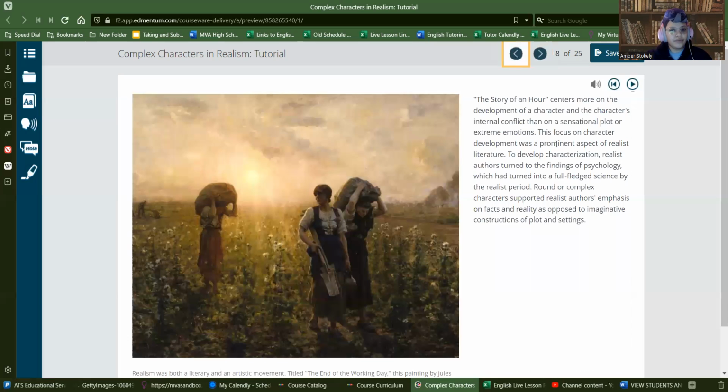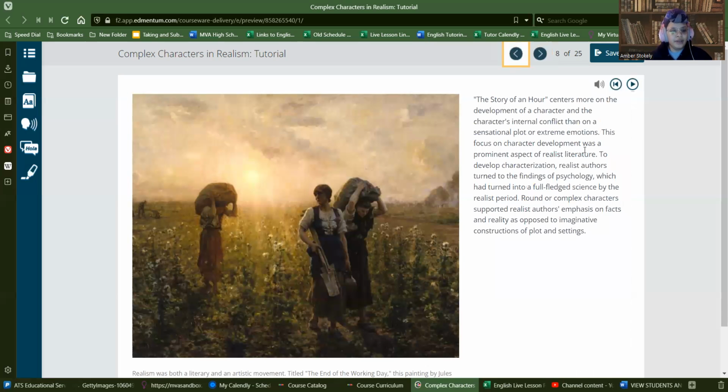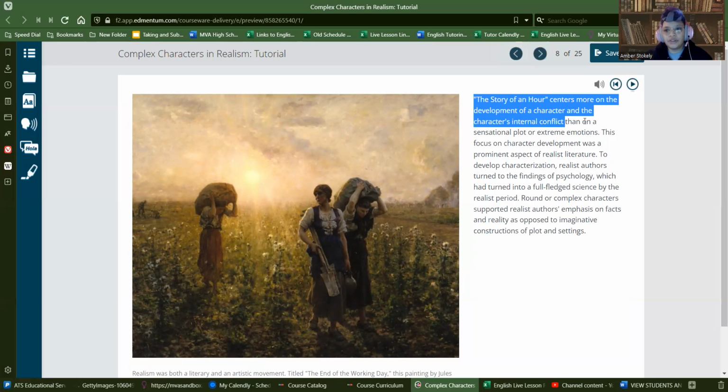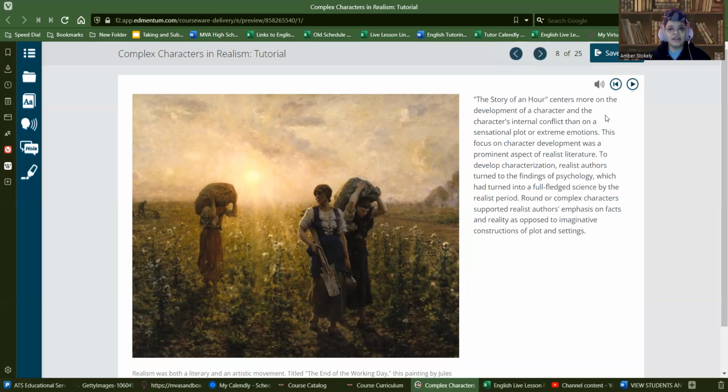Now they give you a little summary here. The Story of an Hour centers more on the development of a character and the character's internal conflict than a sensational plot or extreme emotions. And that's important. It's centered on Mrs. Mallard and how she changes over the short course of an hour. And this focus on character development was a prominent aspect of realist literature. So they're telling you right here, the focus on character development is a staple of realist literature. So you need to remember that.